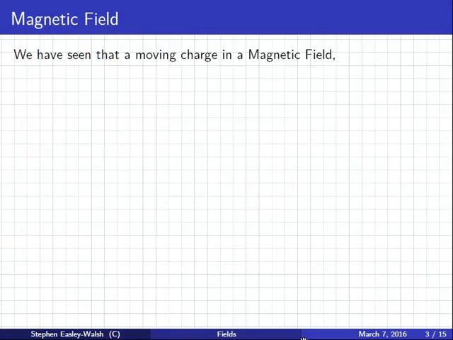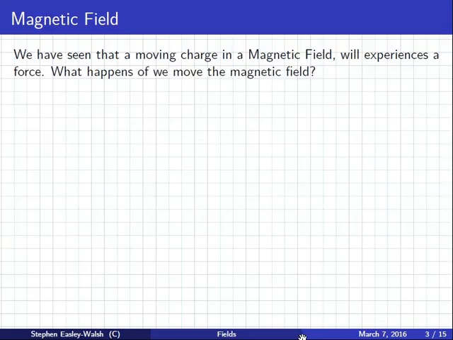Right, so what we're looking at now is more about magnetic fields. We've seen that a moving charge in a magnetic field will experience a force, and you should remember the formulas F equals QVB, and F equals BIL. But what happens if we move the magnetic field? Previously the magnetic field has been stationary. So what happens if we have a moving field?